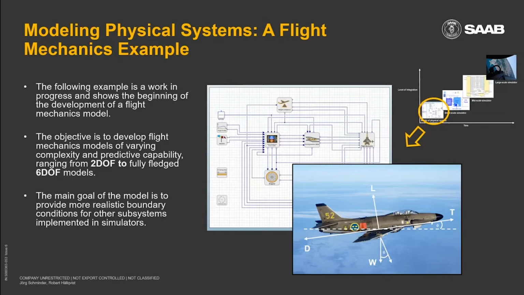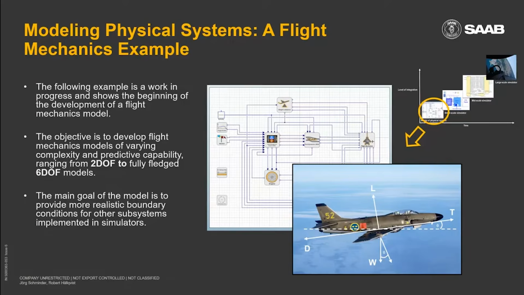Well, Robert explained to you a little bit the workflow which we have at Saab in our modeling and simulation development process. I will now make a step back to the very bottom and give you an example of how a very basic component model can look like. The model that I will present is a flight mechanics model, which we are at the moment developing.